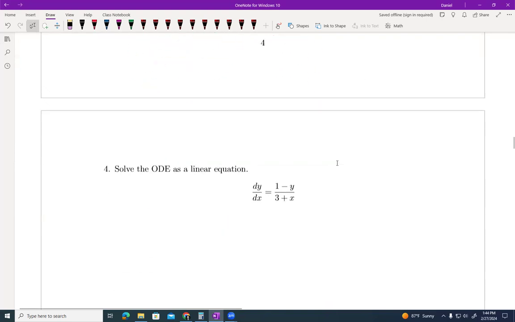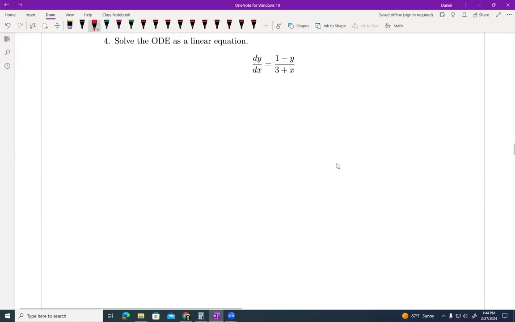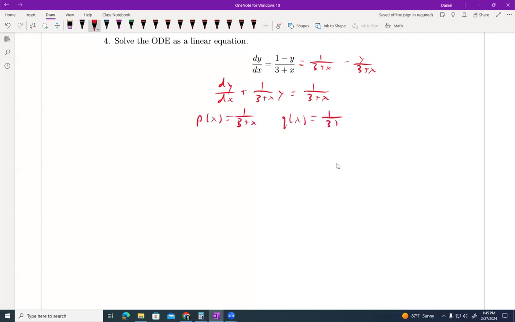So that's separable. Now let's do linear. First, we need to write it as a linear equation, right? So this is the same thing as 1 over 3 plus x minus y over 3 plus x. And then we have to get this on the other side of the equation. So we have dy dx, and we're going to add y over 3 plus x. I'm going to write it as 1 over 3 plus x times y. And on the right-hand side, we have 1 over 3 plus x. Okay, so our p of x here is equal to 1 over 3 plus x, and our q of x is also equal to 1 over 3 plus x.